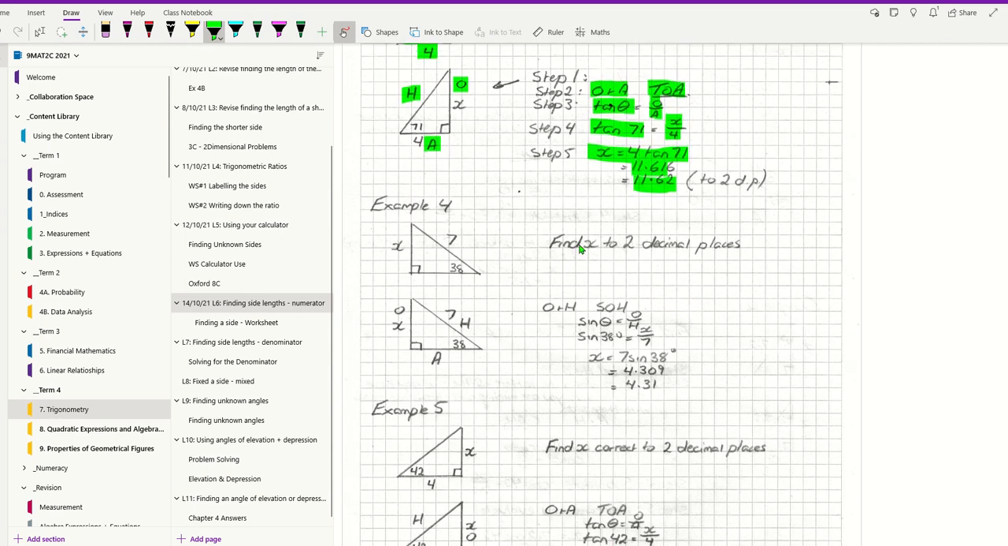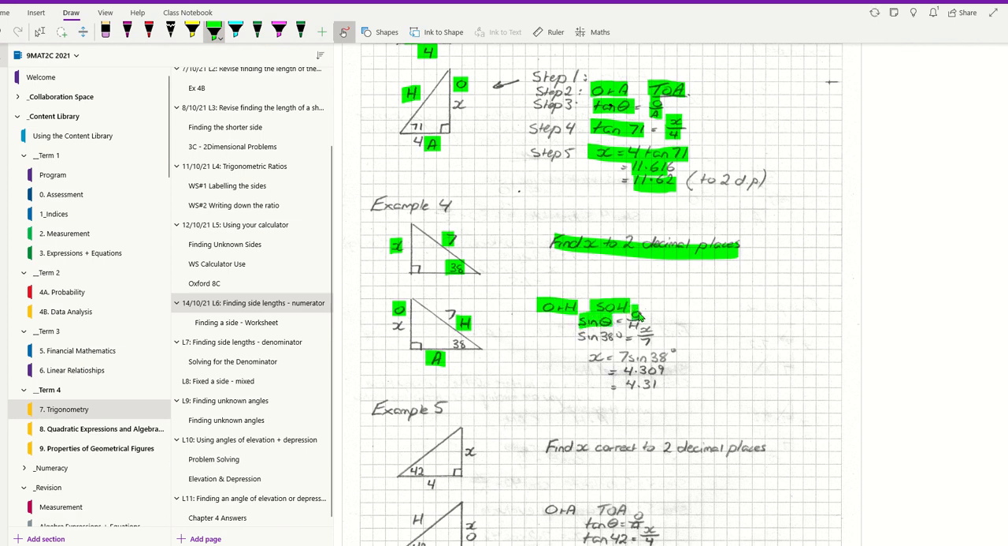Example number 4, find X to 2 decimal places. Once again, I've got X here, I've got 7, I've got my angle here is 38. First thing I want to do is label my sides. Facing my right angle is my H on 7, longest side. Between my angle here and the right angle is A, and the other one is O. I'm trying to find X, which is O. I've been given H. So O and H is what I've got. So SOH is what I'm using.